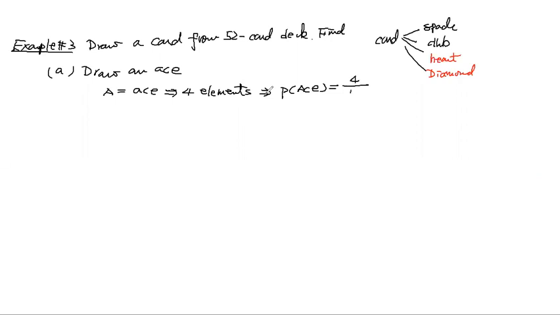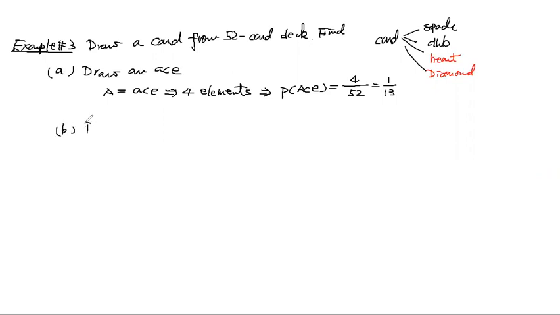So the probability of getting an ace will be what? It's 4 out of the 52, correct? Or you can simplify it to 1 over 13. That means, because each suit has an ace, I have 4 aces here. Okay, so now let's take a look here.